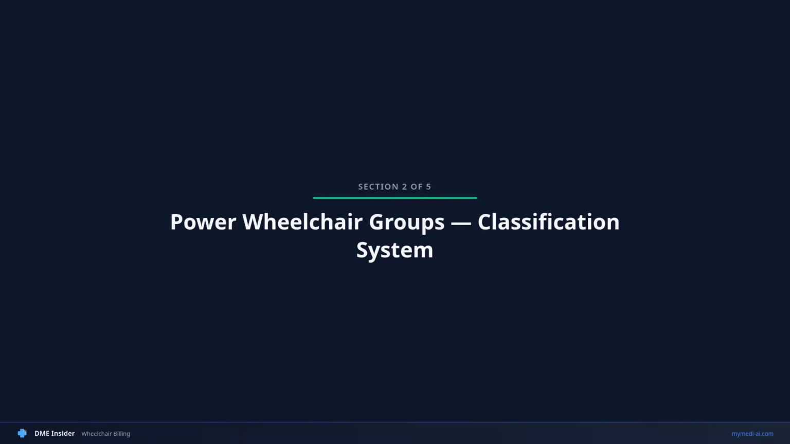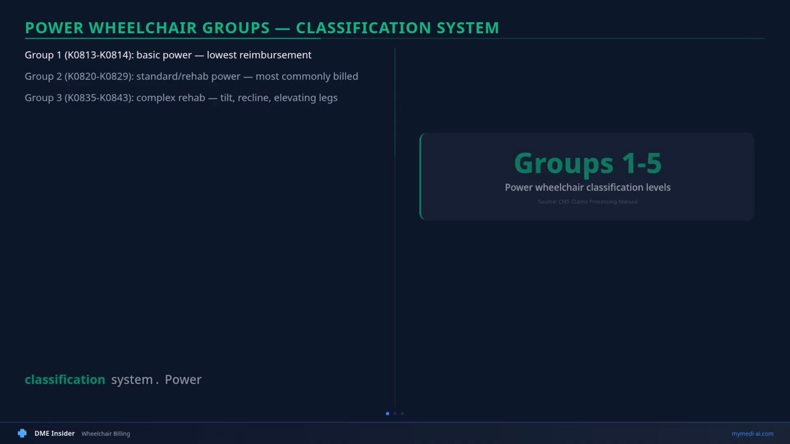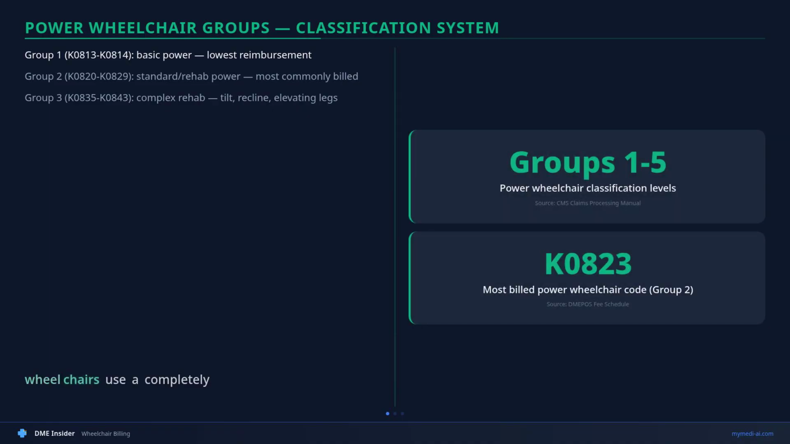Section 2. Power Wheelchair Groups, Understanding the Classification System. Power wheelchairs use a completely different coding structure. They're organized into groups 1 through 5, with each group representing a different level of capability and reimbursement. Group 1, codes K0813 and K0814, are basic power chairs. Standard power with standard seat. These are the lowest reimbursing power wheelchairs.